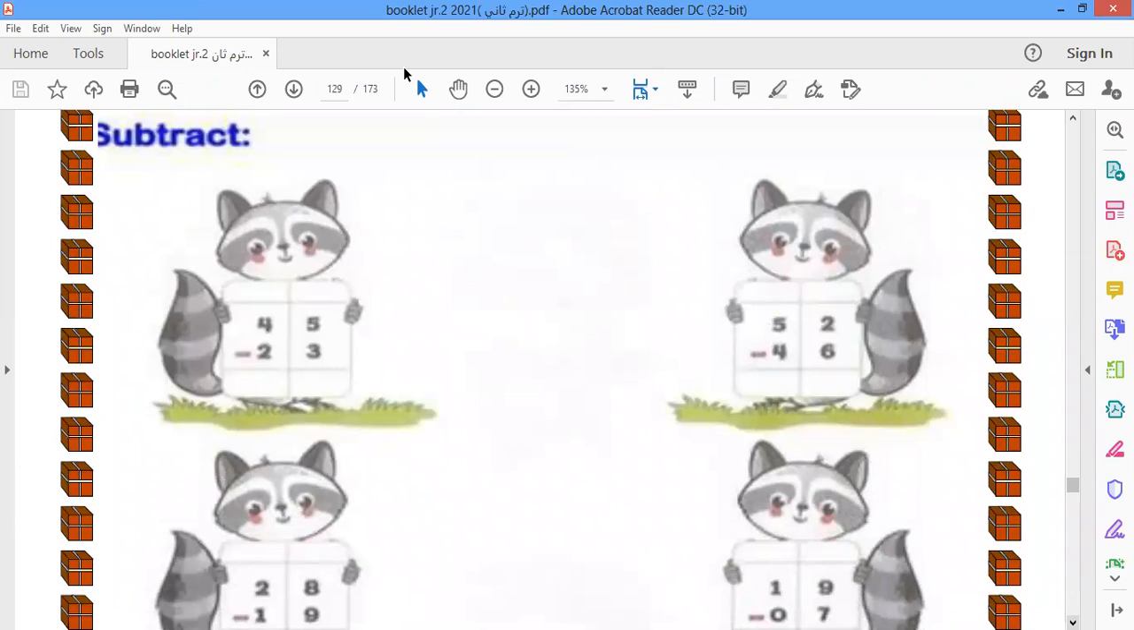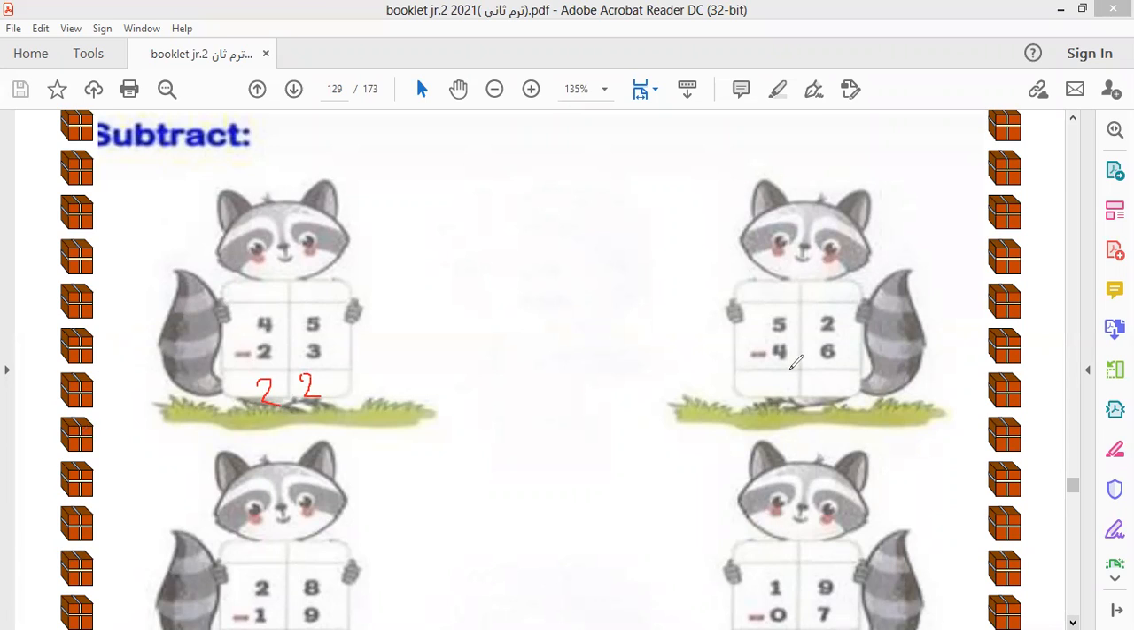Here 45 minus 23. At first we start with what? We start with ones. 5 minus 3 equals 2. And 4 minus 2 equals 2.